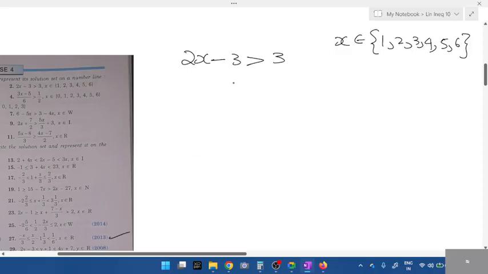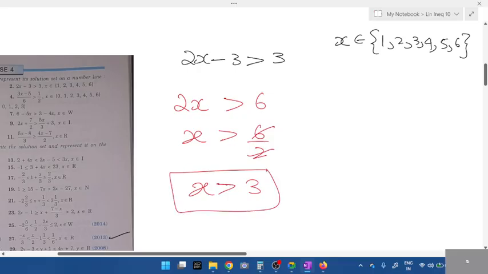How come 3? Minus 3 goes, who told 3? Is it Anam? Good, students. Minus 3 goes to the other side, the sign will not change. It becomes 6. X is greater than 6 divided by 2, right? X is greater than 3, correct. You all forgot to say greater than. Now compare this, tell me the solution set.